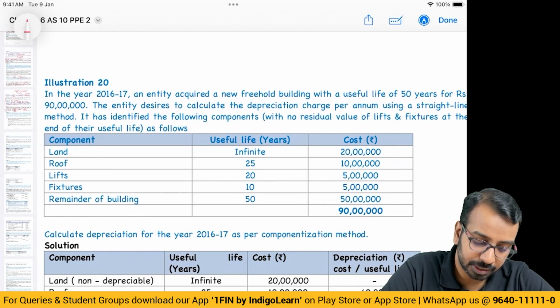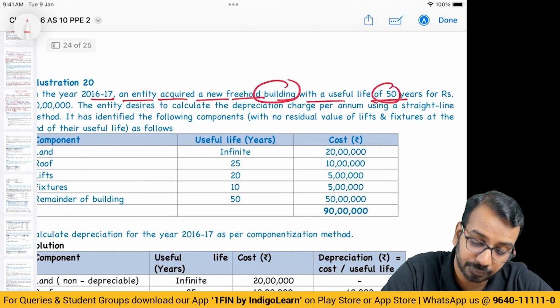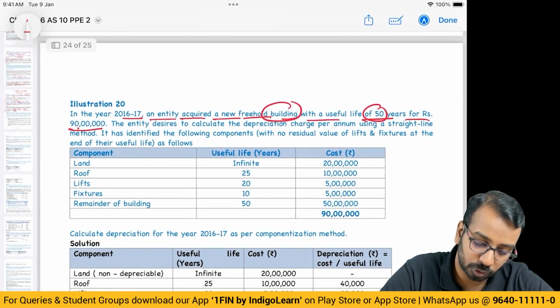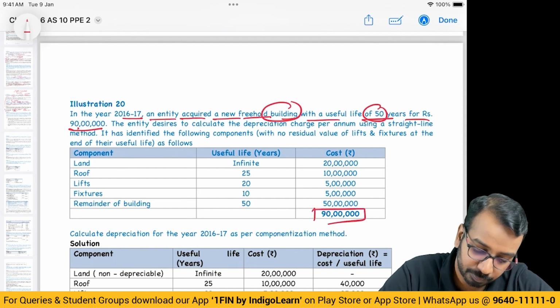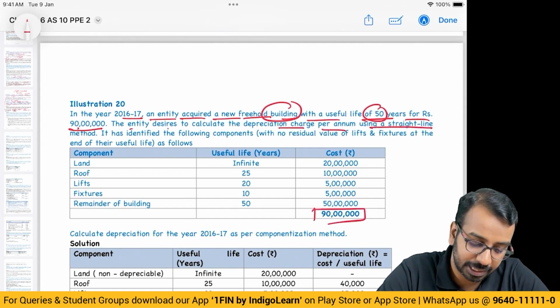In the year 1617, an entity acquired a new freehold building with a useful life of 50 years, for rupees 90 lakhs. Total is 90 lakhs. Breakup is given here. The entity desires to calculate the depreciation charge per annum using the straight line method.